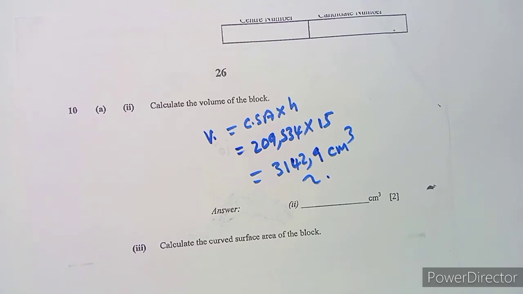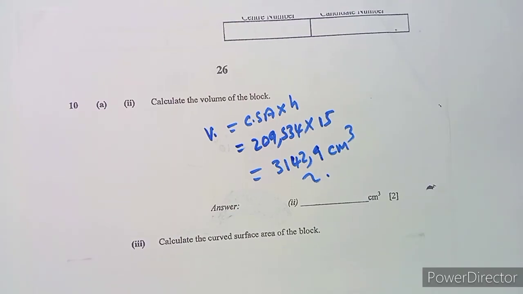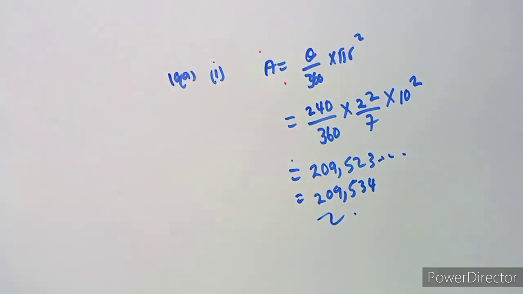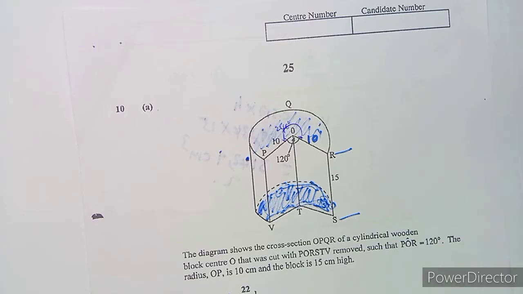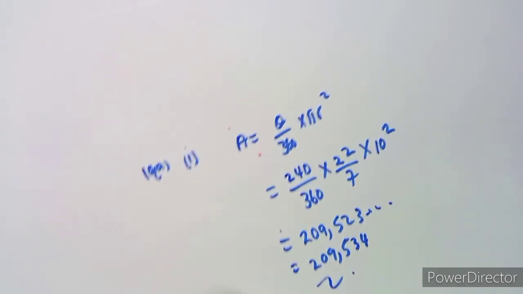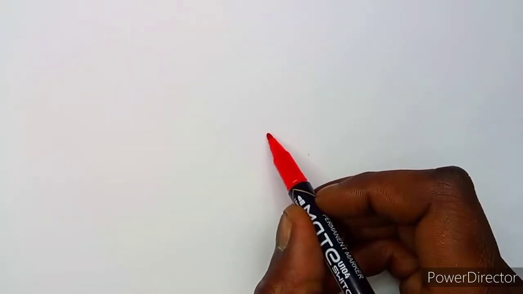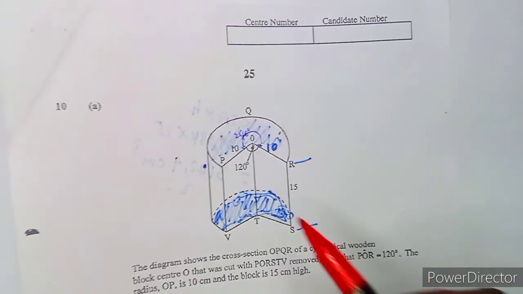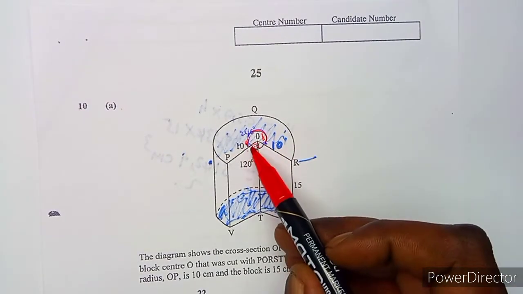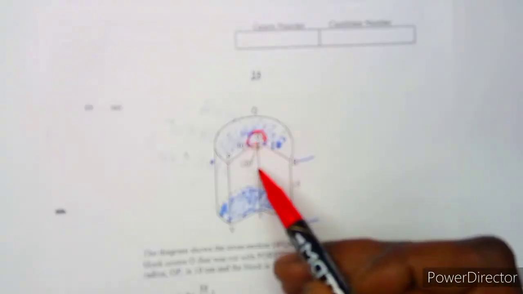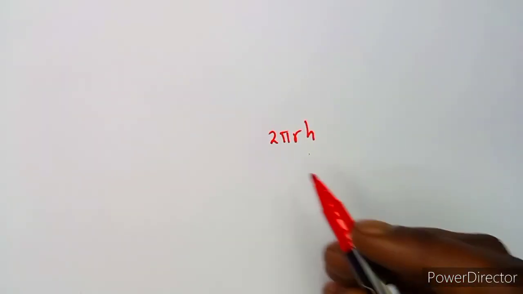Okay, calculate the curved surface area of the block. The curved part of a cylinder is given by the formula 2 pi rh, but here, because of the angle of the sector that we are given, the curved part is also affected by the angle. So it is going to be theta over 360.